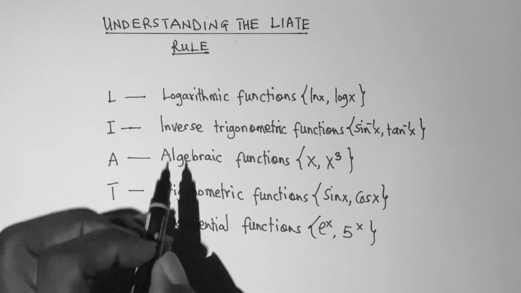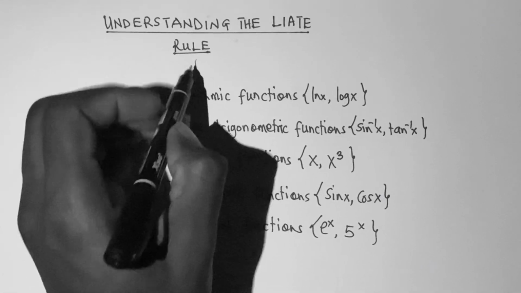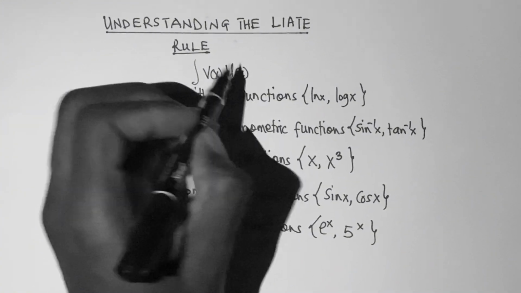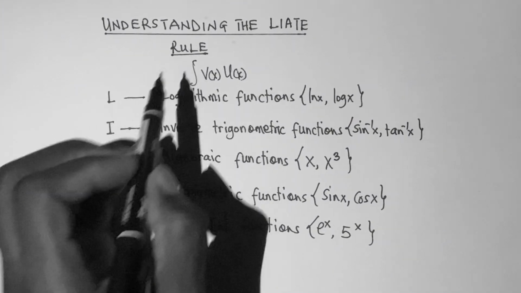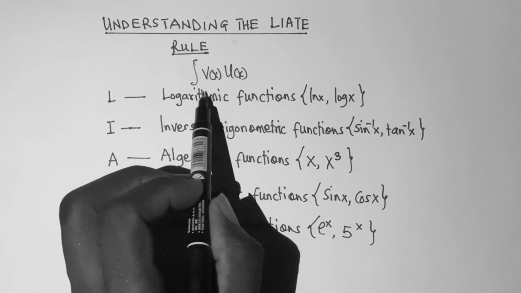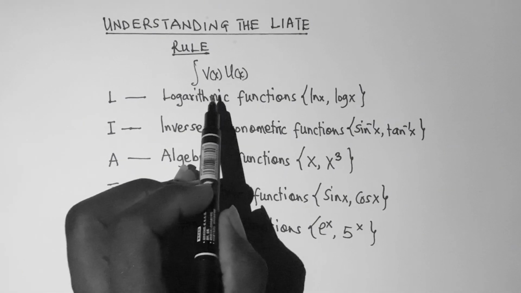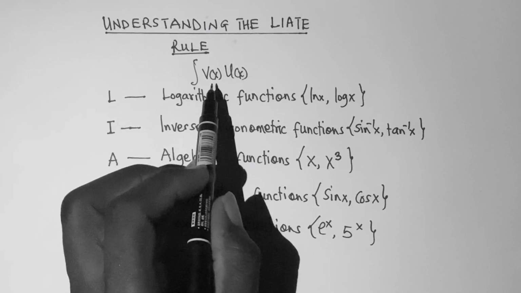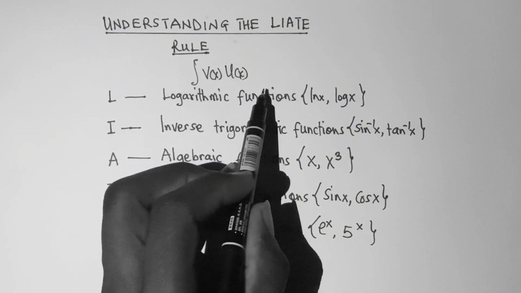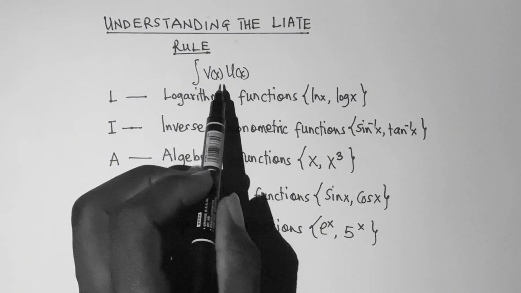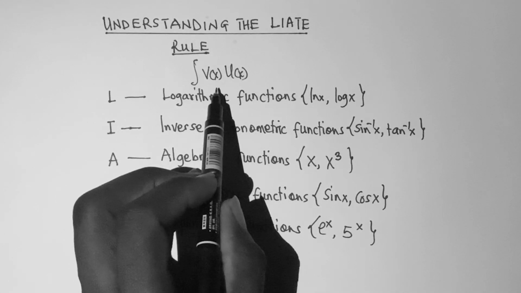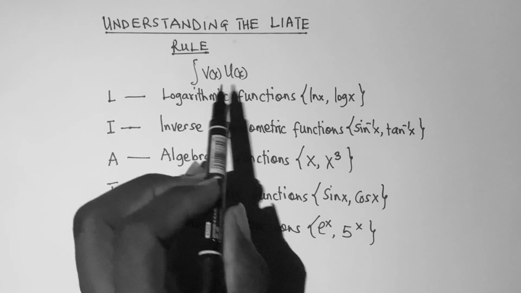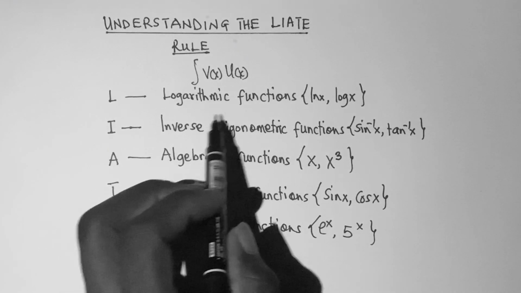Now, if we are given two functions, maybe let's say the integral of v of x times u of x. Based on the principles that we spoke about in integration by parts, we know that we need to look for one of the functions to differentiate and integrate the other. What happens is that for what we have done so far, this is a complete guess. So to remove the guess and know the exact function to differentiate, that is where the LIATE rule comes in.